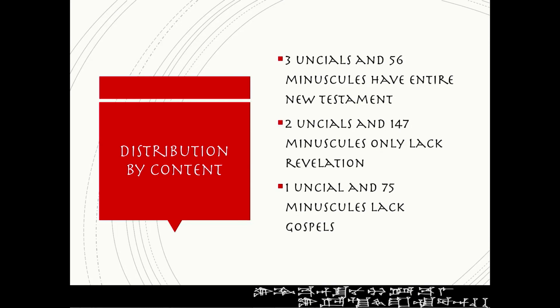We have 1 uncial and 75 minuscules that have everything except the Gospels. And this sort of variation is common among the preserved manuscripts. And if you look at Aland's book, he gives a breakdown of many of the different variations, the combinations that exist, or what books are preserved where.